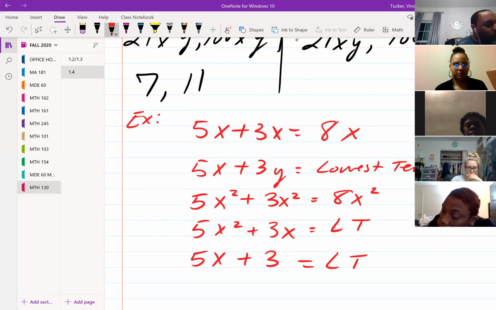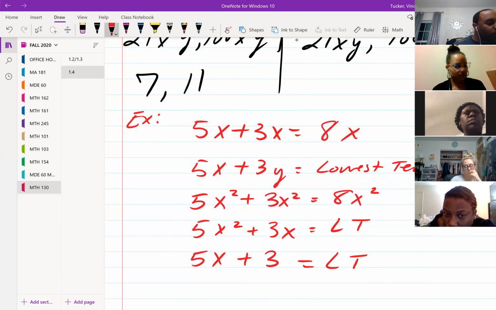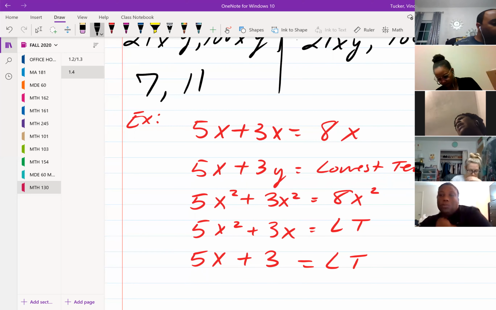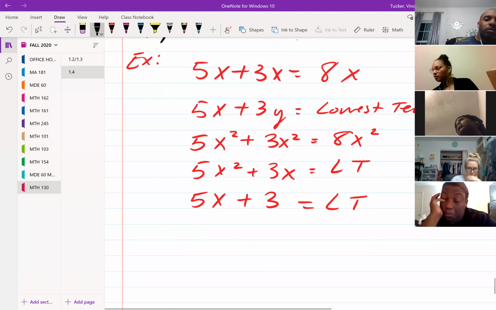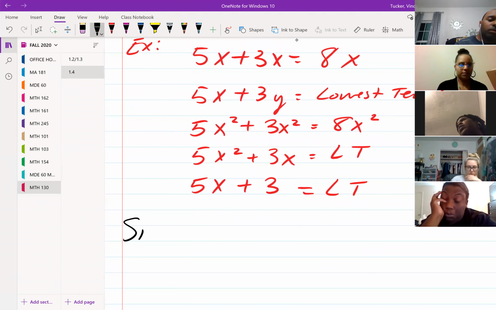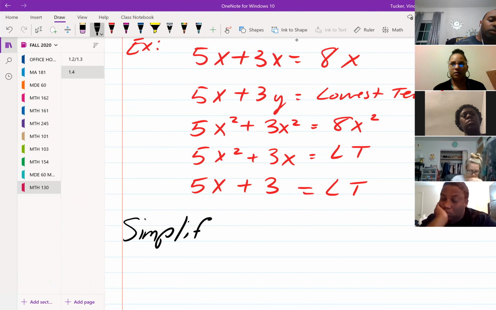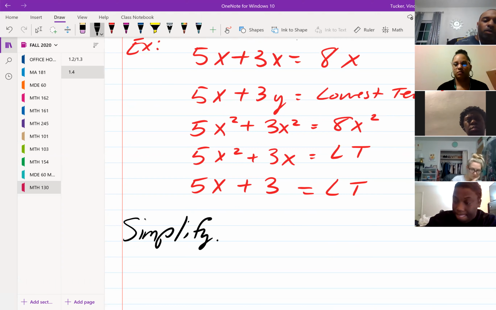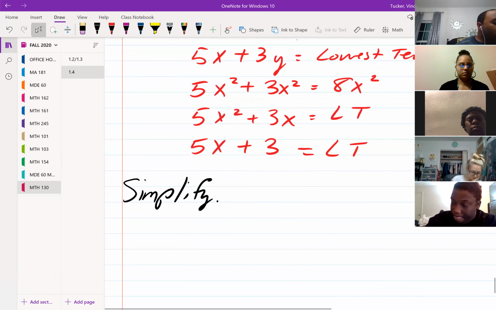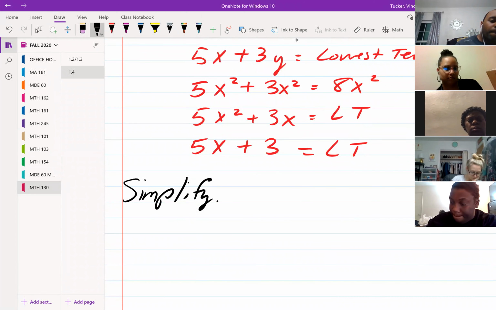So before we add a little more to our phrases, questions on like terms. All right. So directions would just be simplify.